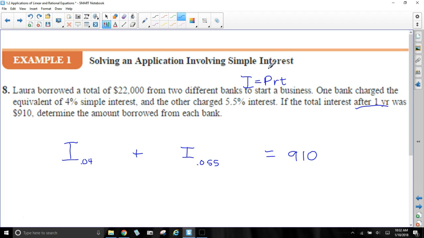Was it 11,000 and 11,000 equal splits? Was it 10 and 12? Was it 8 and 14,000, etc.? There's a number of ways we could split that up.